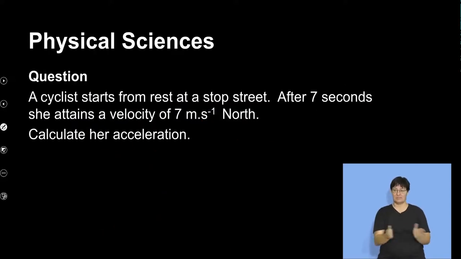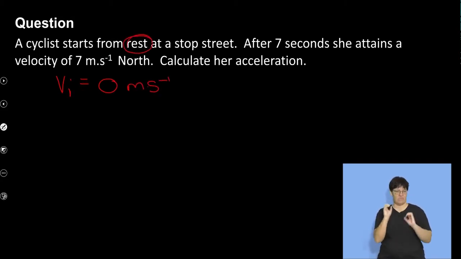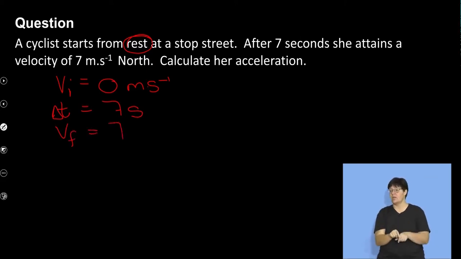So, cyclist starts from rest, initial velocity 0. After 7 seconds, she attains a velocity of 7 meters per second north. So, let's see what we've got. Starts from rest. Initial velocity, 0. Rest, not moving. After 7 seconds, so now my time is 7 seconds, she's going 7 meters per second north. Okay? I need a direction. Now they want acceleration.